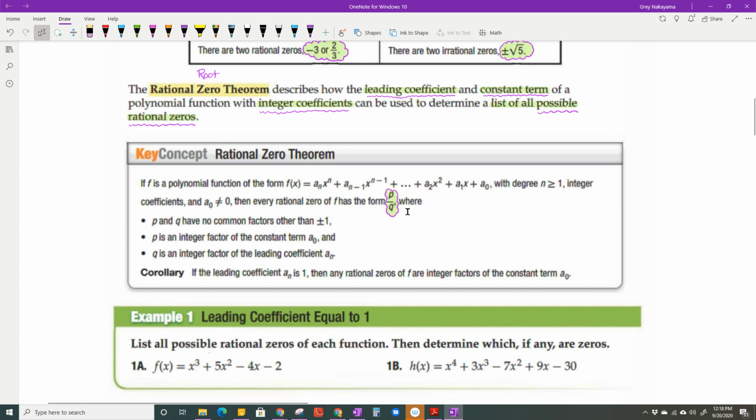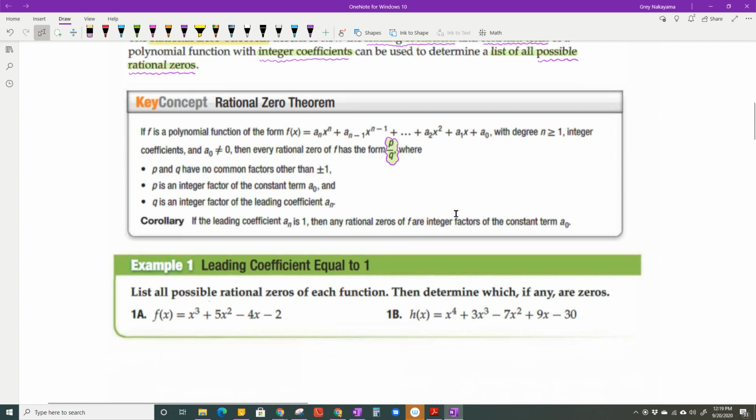The factors of the constant term are given the letter P. Factors of the leading coefficient are Q. So if you think of going this way all the time, it's that thing that people go, oh, is that the P over Q thing? That's what people refer to it as.